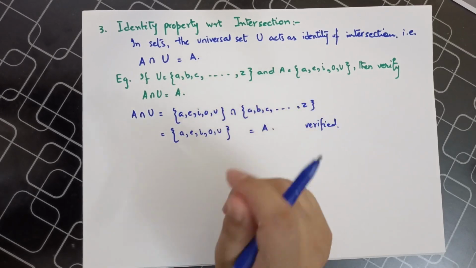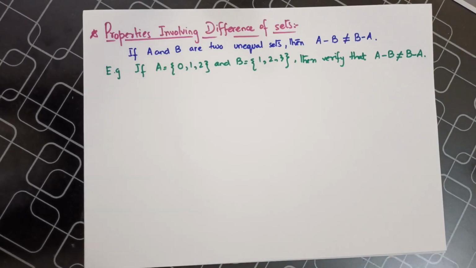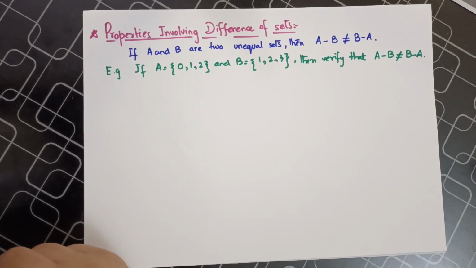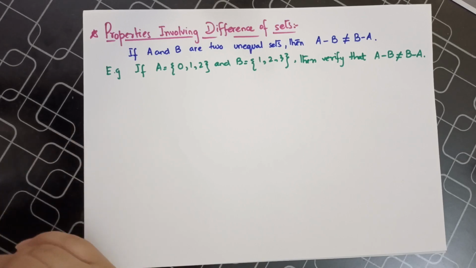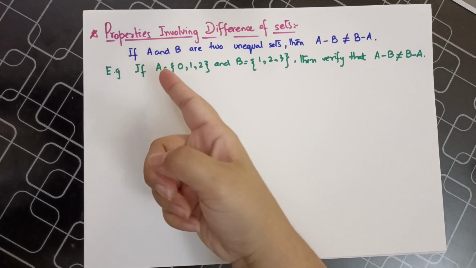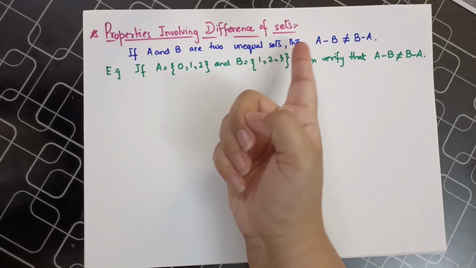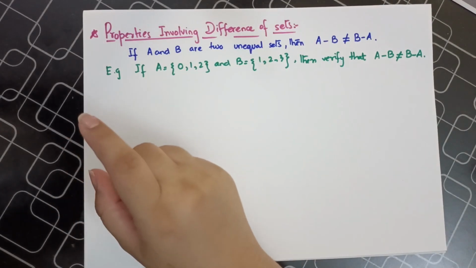Okay, now we're going to discuss the properties that hold true for the difference of sets. Now, let's move further. Alright, now let's have a look at the properties involving difference of sets. The only one property that can be applied to the difference of sets is the commutative property, but it does not hold true. If A and B are two unequal sets, then A minus B is not equal to B minus A.